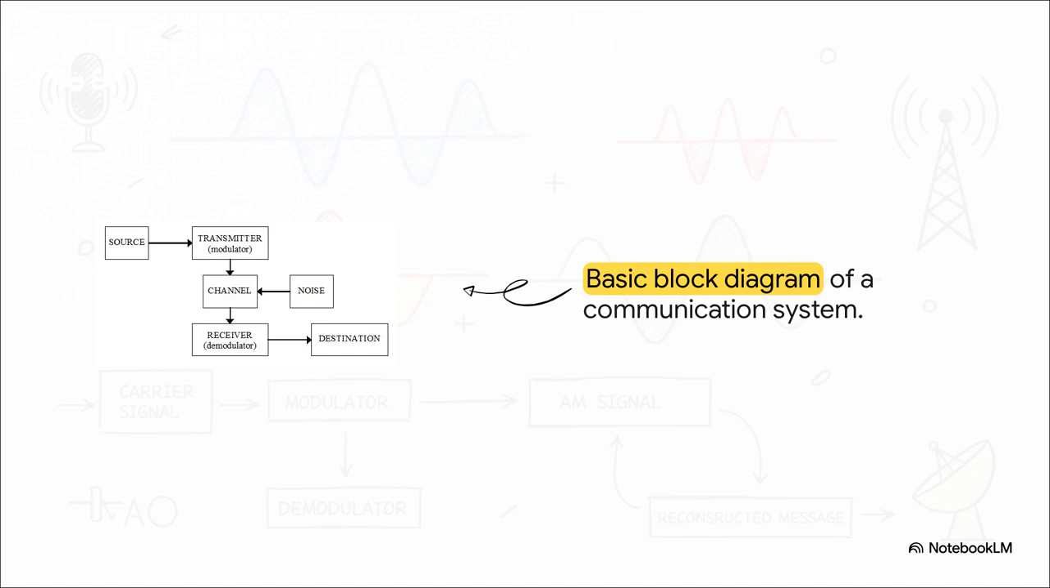But notice what crashes the party here. Noise. The channel is exactly where unwanted interference creeps in. Finally, the signal hits the receiver, whose sole job is to demodulate that signal, essentially stripping away all those high frequencies to deliver the pristine original message to its destination.